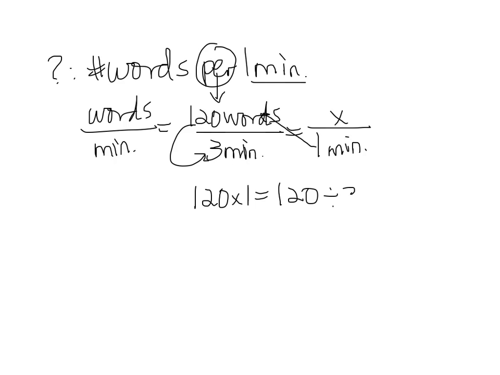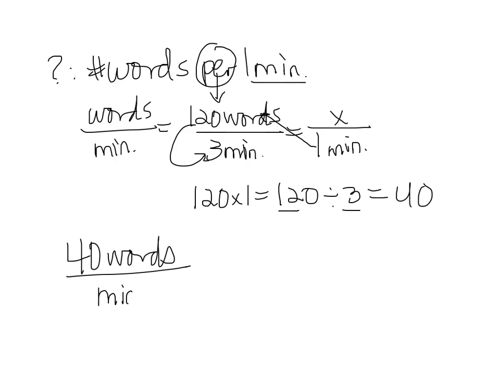So I'm going to divide by 3. Your basic fact is 12 divided by 3 is 4. You put a 0 back on. How many words can she type in 1 minute? 40 words per minute. All right, let's try another one.